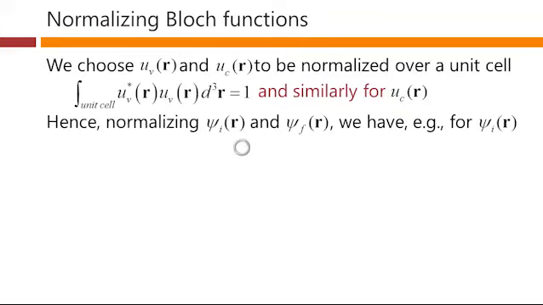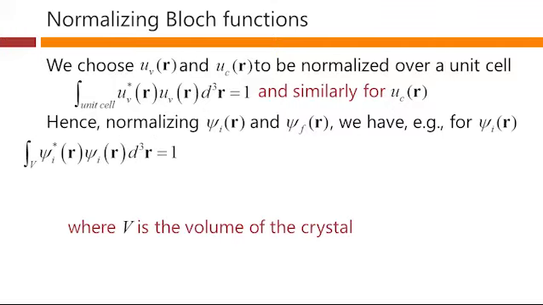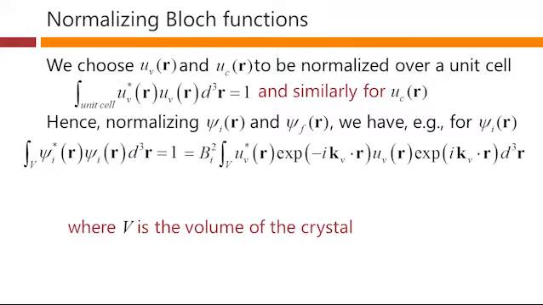Hence, normalizing the complete wave functions, we have, for example, for the initial wave function, our criterion for normalization is integration over the entire volume of the crystal of the wave function times its complex conjugate. Well, that should be 1. So, using the forms that we wrote down for the wave function, Bi times the unit cell function times the e to the i k dot r, then performing this normalization integral will give us Bi squared times the integral of just the unit cell parts over the entire crystal volume, because these two exponentials multiply to 1.